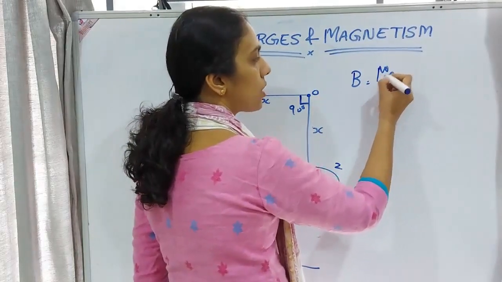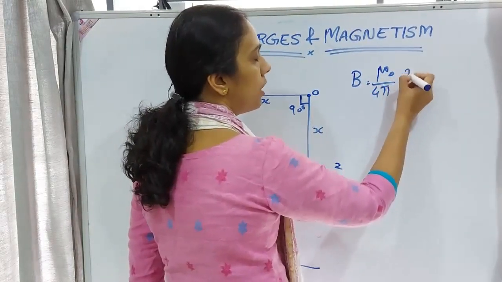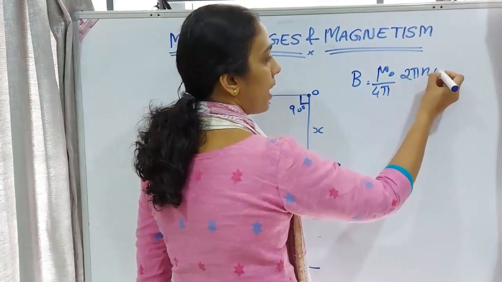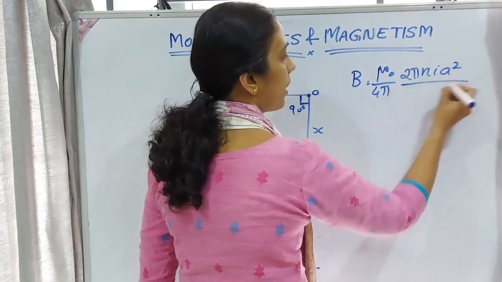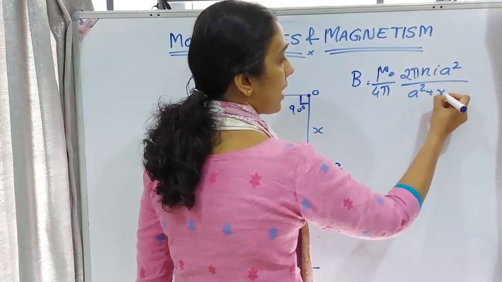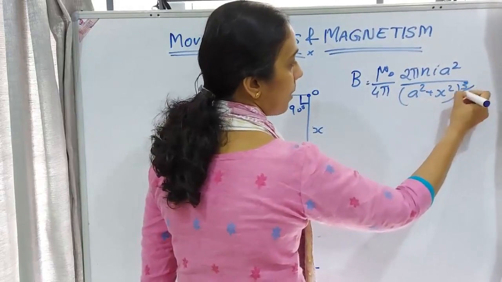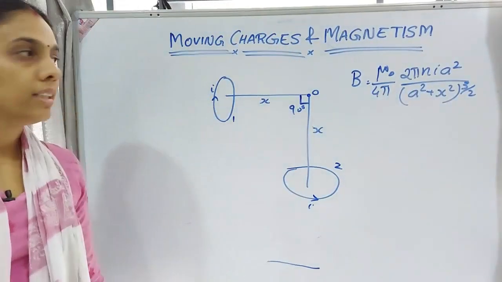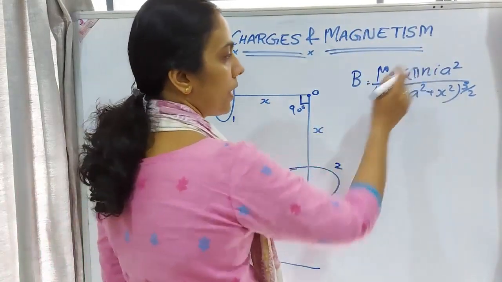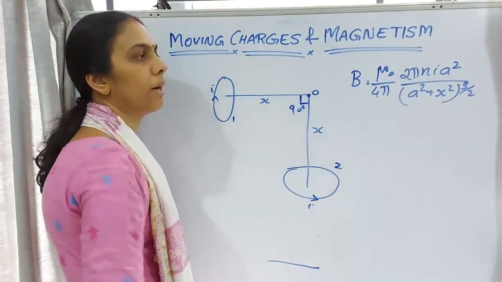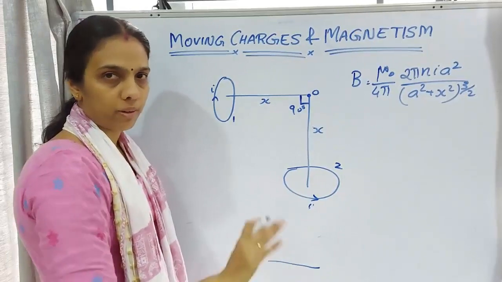B equals mu 0 by 4 pi into 2 pi n I a square divided by a square plus x square the whole power 3 by 2. This is what we learned, right? B equals mu 0 by 4 pi into 2 pi n I a square divided by a square plus x square the whole power 3 by 2.